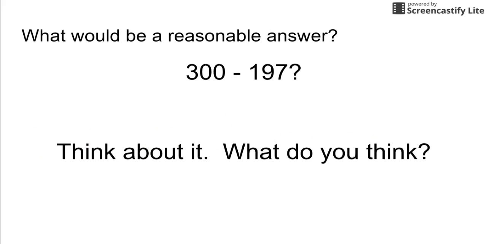So we're going to first look at the problem 300 minus 197. So what would be a reasonable answer for 300 minus 197? And I'm going to give you a second to think about it. I want you to have your answer, what you think would be a reasonable answer for this problem. So what do you think?